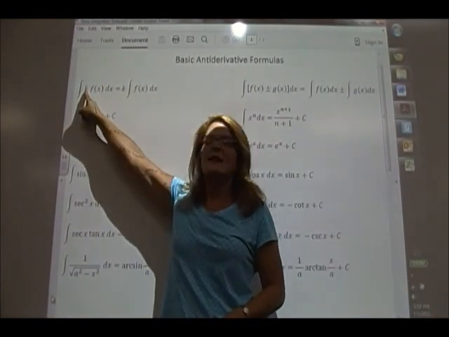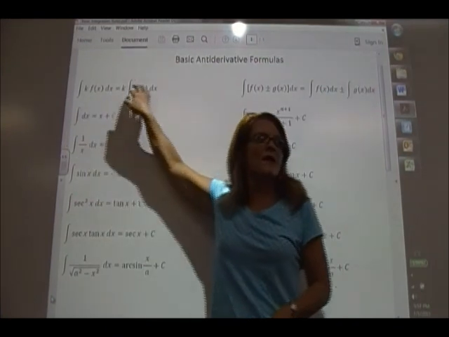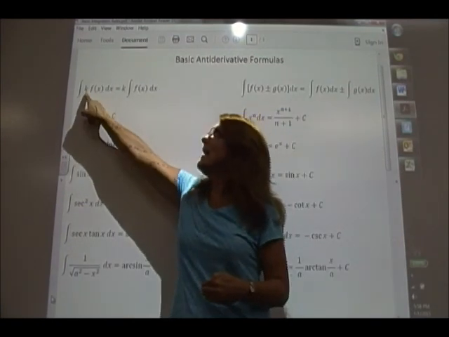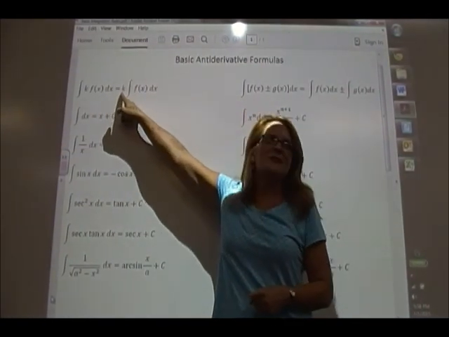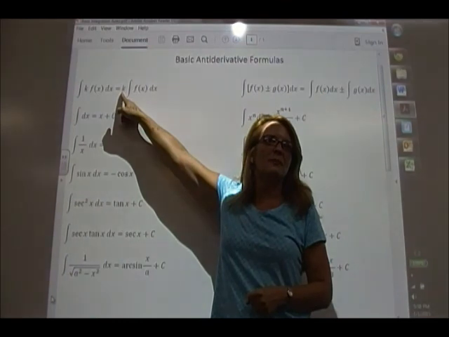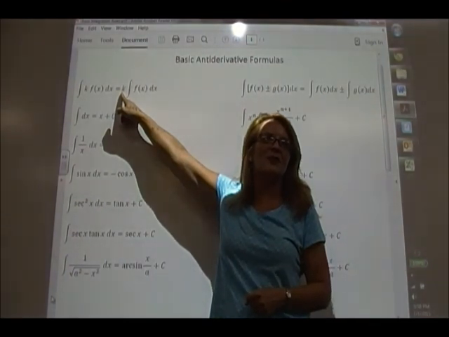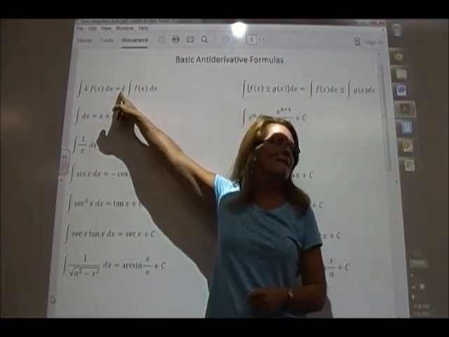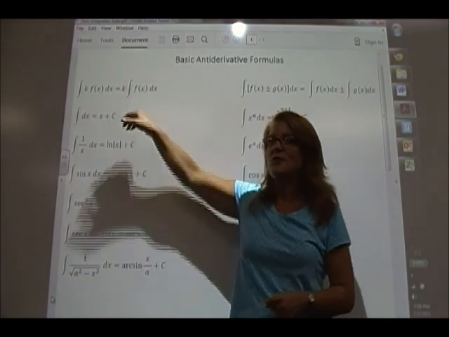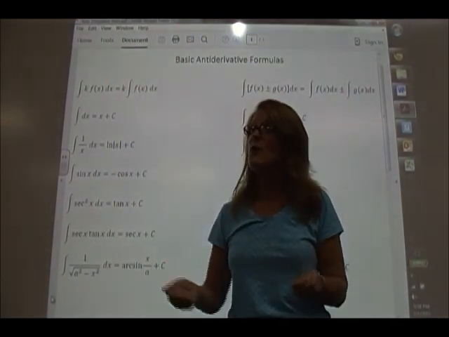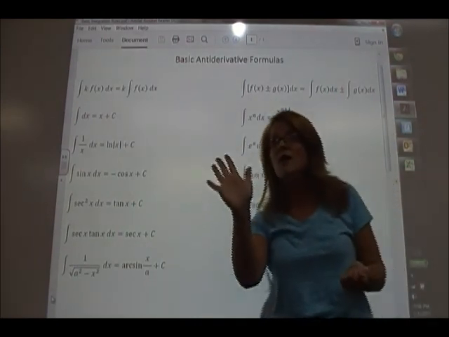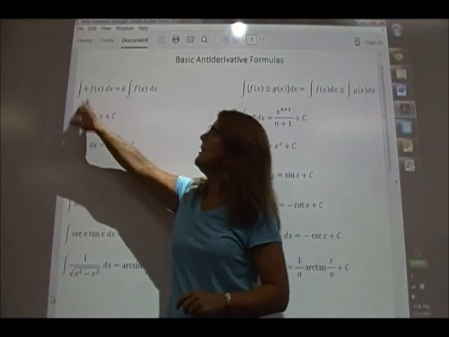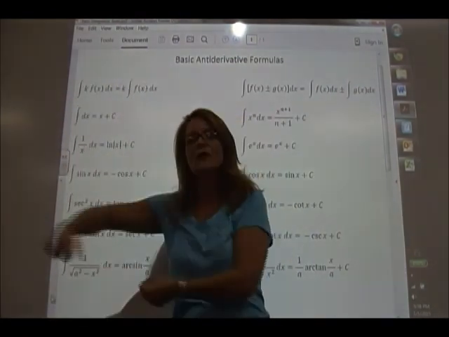I've got a constant times a function. So this first rule simply states that you can take that constant and pull it to the outside of the integral. You're going to take the constant, pull it out front, and then you're going to take the integral. We did kind of have that with derivatives, didn't we? With the constant multiple rule. You held on to the constant for a while, and then you took the derivative of your function. Same thing with integration. If you're trying to integrate a constant times a function, pull that constant out.